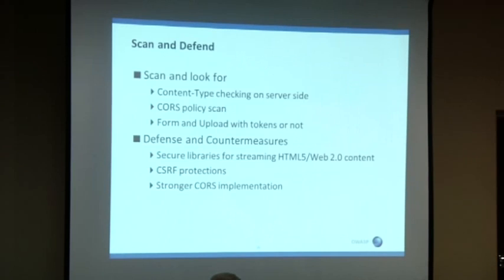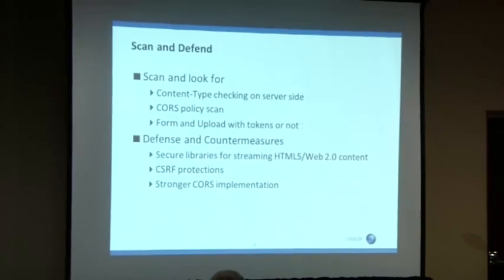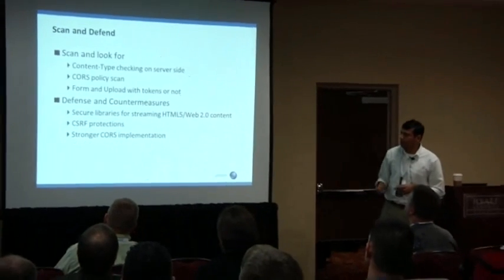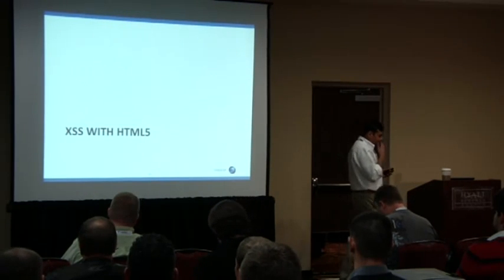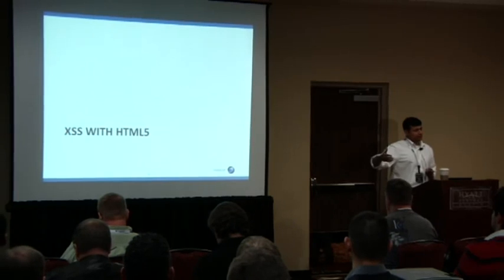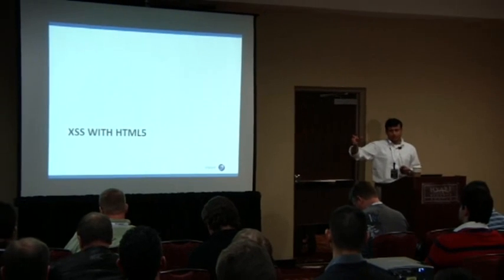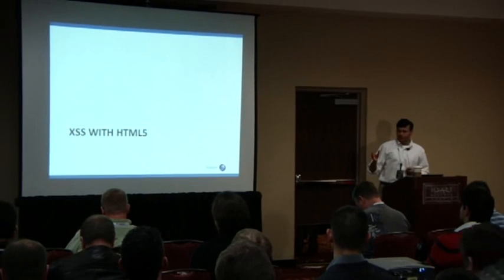So how do you defend against CSRF? Scan and look for content type checking, look at your CORS policy, and use form and upload tokens. So when you're doing form-based processing, or some kind of uploading, make sure that you have some kind of tokens in place. Use secure libraries for HTML5 and Web 2.0 streaming, CSRF protection, and strong CORS implementation. So this is how CSRF has evolved with XHR level 2 and HTML5.